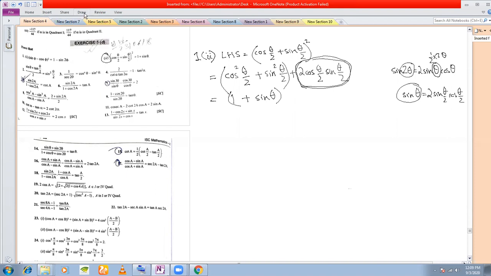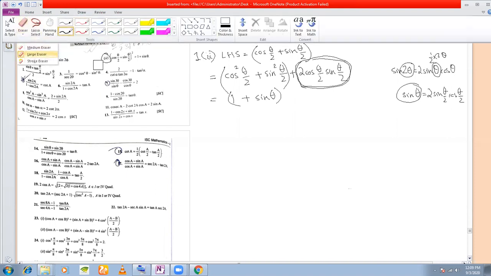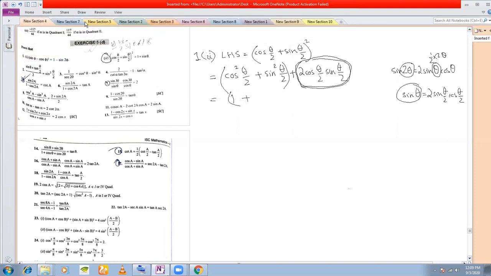Or to start with, what you can write here is, later on you can write directly, sine of 2 into theta by 2. Okay, and this you can write as, in the next step, 1 plus sine theta. Okay, very important problem, this one. Okay, let's do number 3 now.